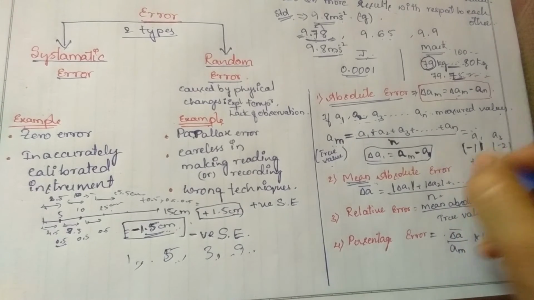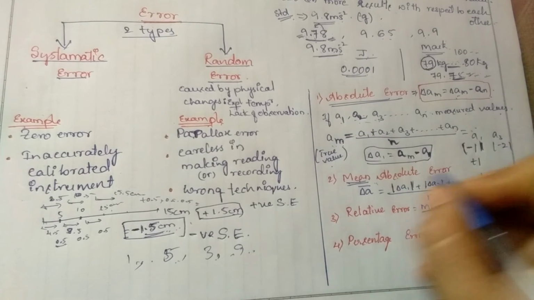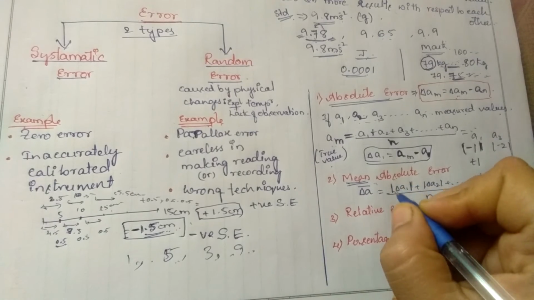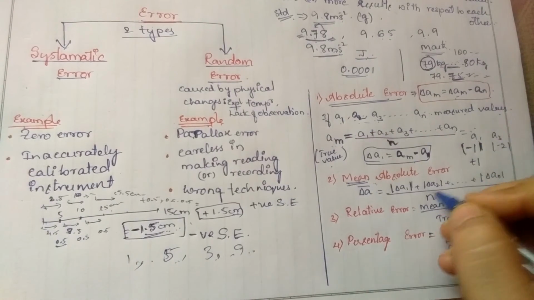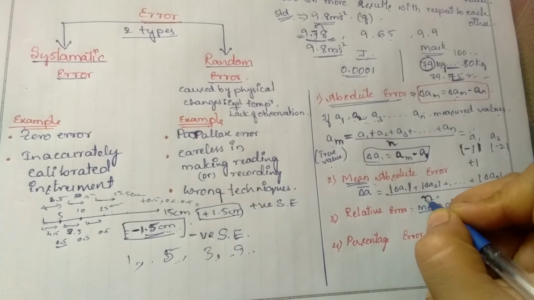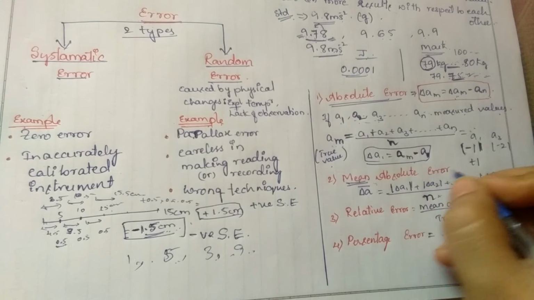So what is meant by the mean absolute error? It is the arithmetic mean of the magnitudes of the absolute errors divided by the number of errors, the number of trials. This we call the mean absolute error.